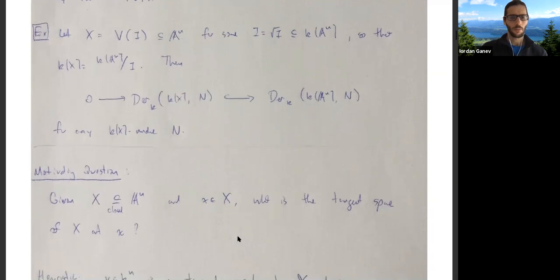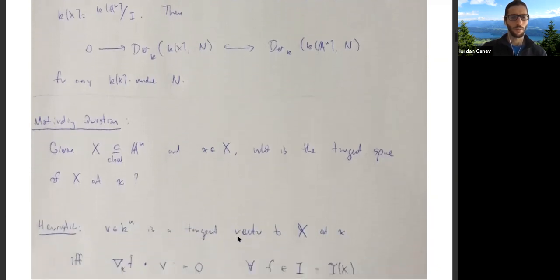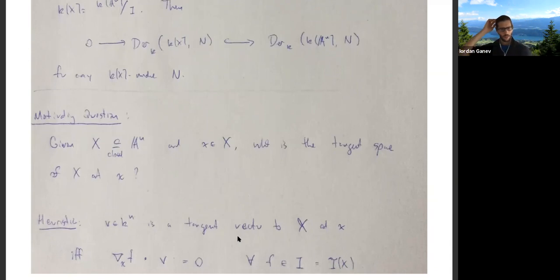So if we think about what the picture is, heuristically, what the answer should be: if we have a vector in k^n, it's a tangent vector to X at little x. I claim that heuristically this is what should happen, that the dot product of the gradient of each function in the ideal defining X with this vector should be 0.